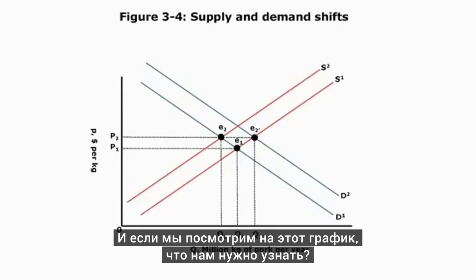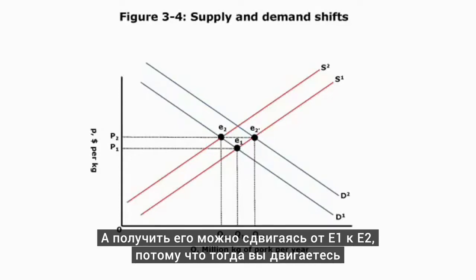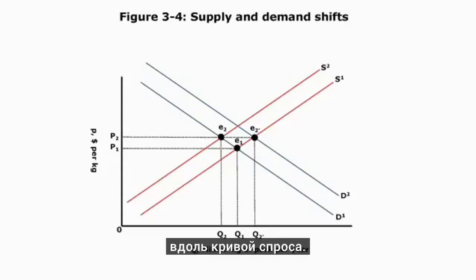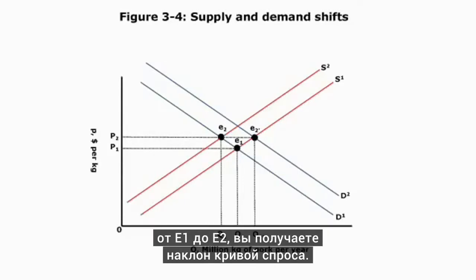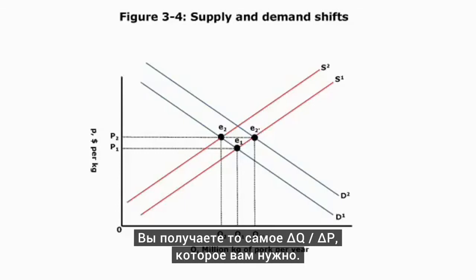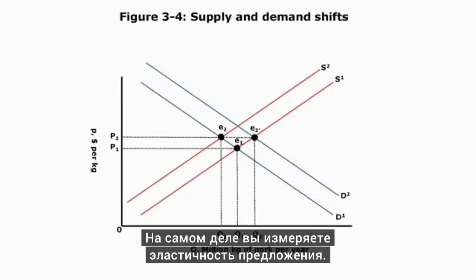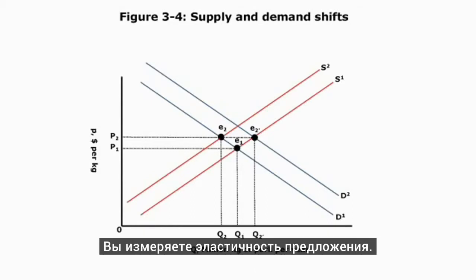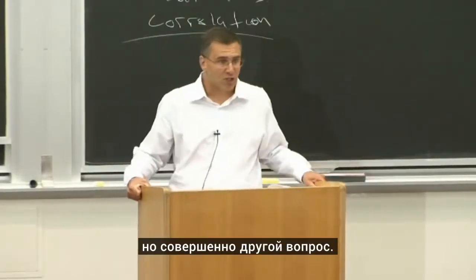So if you look at this figure, what's the concept we want? We want the slope of the demand curve. Well, you get that by shifting from E1 to E2, because you shift along the demand curve. So by looking at what happens to quantity as price rises from E1 to E2, you get the slope of the demand curve. You get that delta Q over delta P you want. But from E1 to E2 prime, you're not shifting along a demand curve. You're actually measuring the elasticity of supply. You're shifting along a supply curve. So you're actually answering a different question. A relevant question, but a different one.